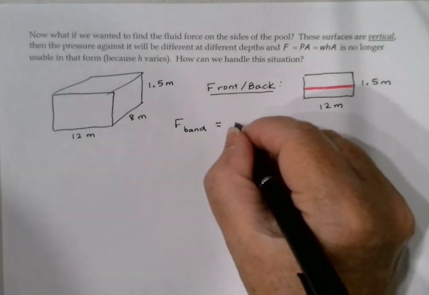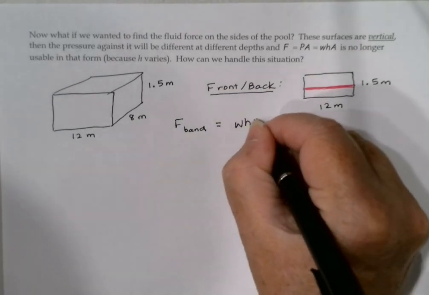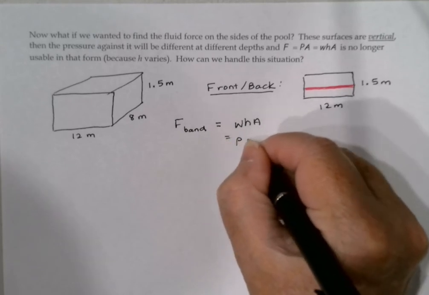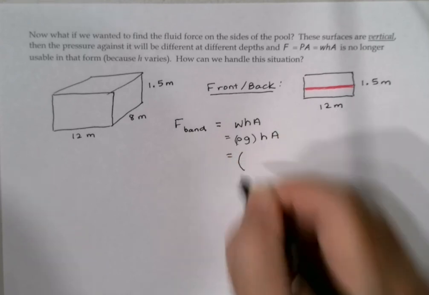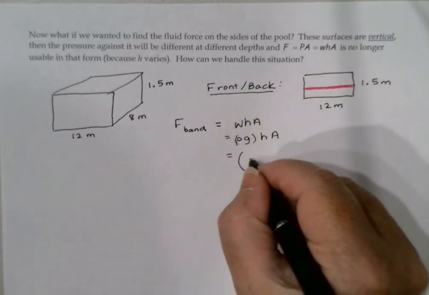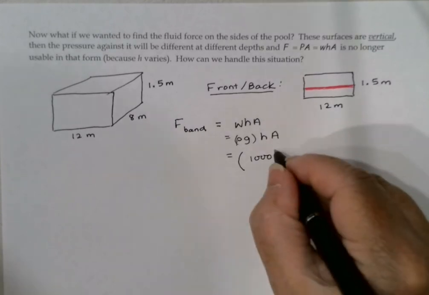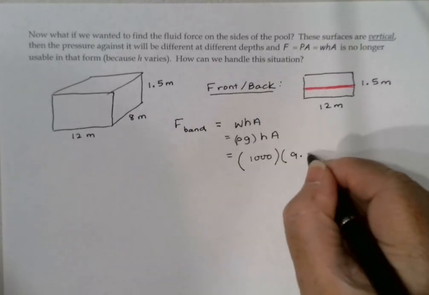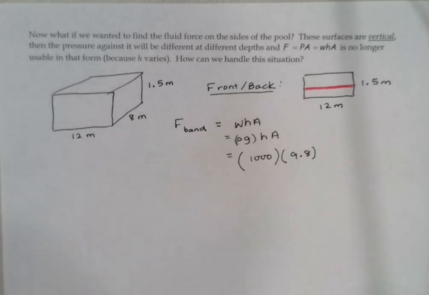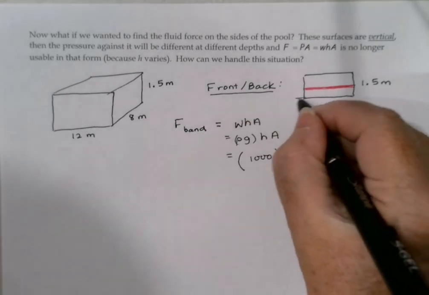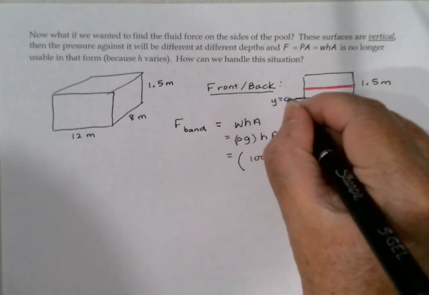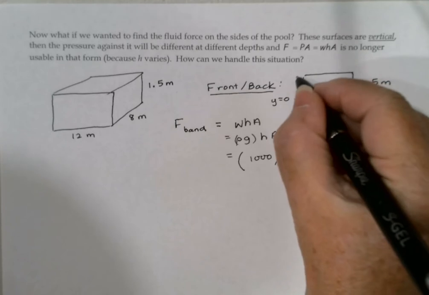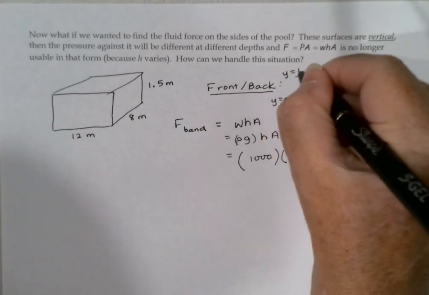It is going to be rho g h A. So I'm going to go back to rho, that was 1,000 kilograms per cubic meter, times g, 9.8 meters per second squared. And now I'm going to need to start doing some labeling. I typically like to let my variable equal 0 at the bottom of my plate. I'm going to use y this time. So we'll call that y equals 0, and the top here would be y equals 1.5.